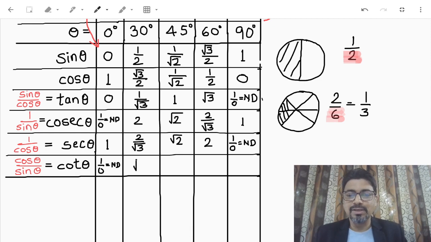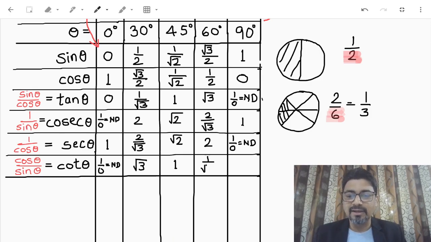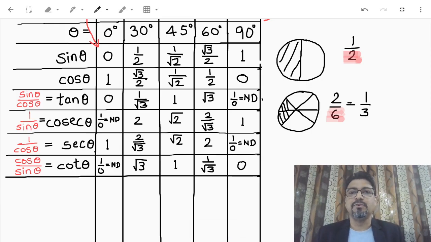Tan 30 degree, 1 upon root 3. Cot 30 degree, reciprocal, which is only root 3. Tan 45 degree, 1. Reciprocal 1. So cot 45 will be also 1. Tan 60 degree, root 3, which is root 3 upon 1. Reciprocal 1 upon root 3. That's correct. And the last one, tan 90 was not defined. But what was it? It was 1 upon 0. Reciprocal 0 upon 1. 0 upon 1, students, is defined. The answer is 0. So cot 90 degree will be simply the answer 0.